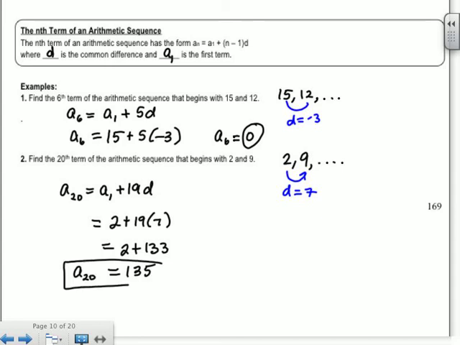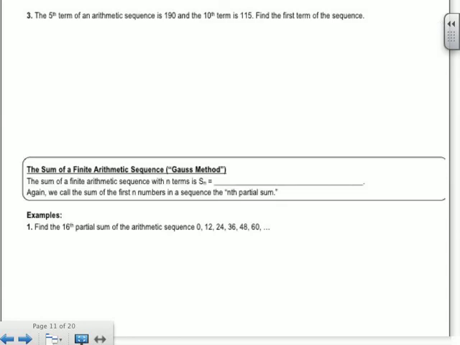Great. Okay, so now the question is, what if you don't have the first term? Can you still do this formula? Let's try it on this next one. It says the fifth term is 190, and the 10th term is 115. Find the first term.